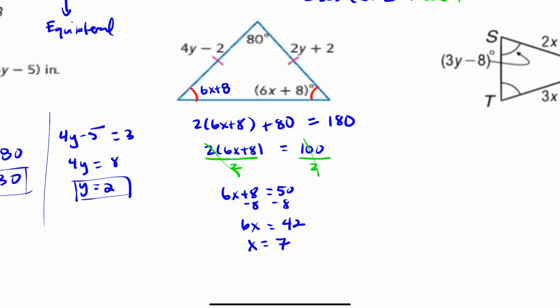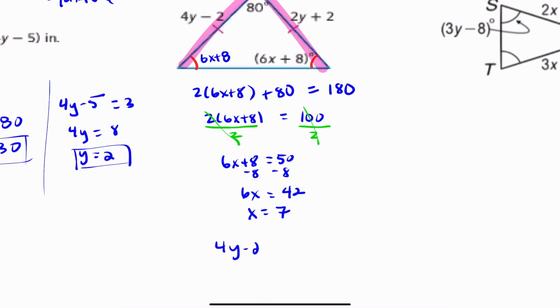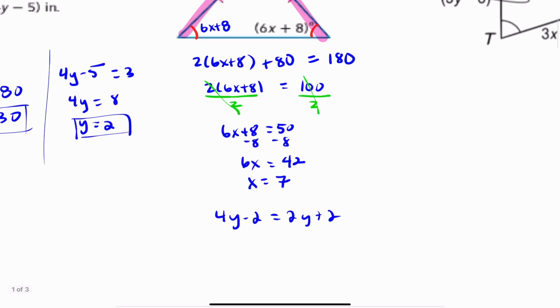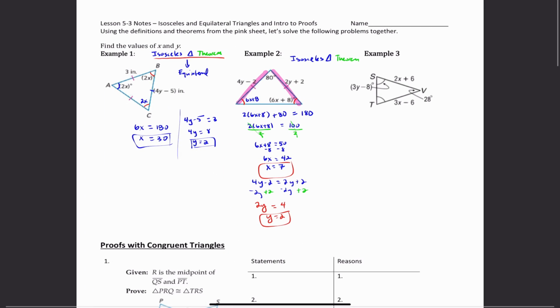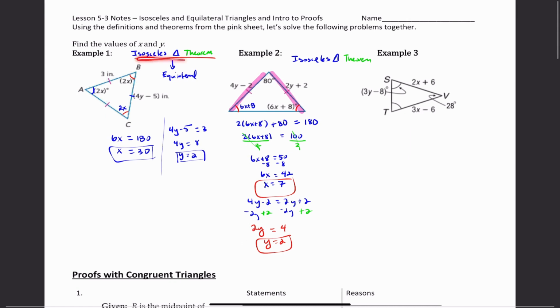Now I've got to solve for y, and we can see that these two segments here are congruent. So I do 4y minus 2 equals 2y plus 2. So minus 2y, minus 2y, and then I'm going to add 2. So 2y is equal to 4, y equals 2. Okay? So make sure that you have an idea on how to use the isosceles triangle theorem.